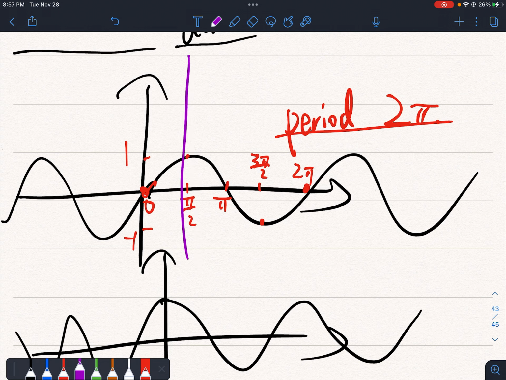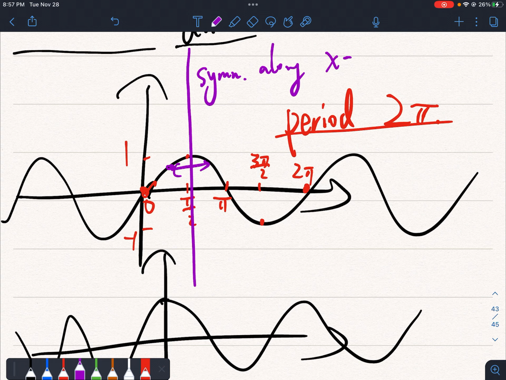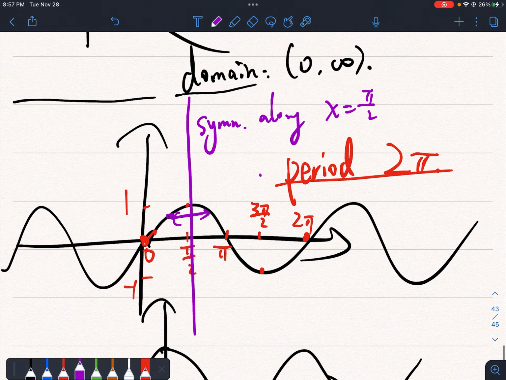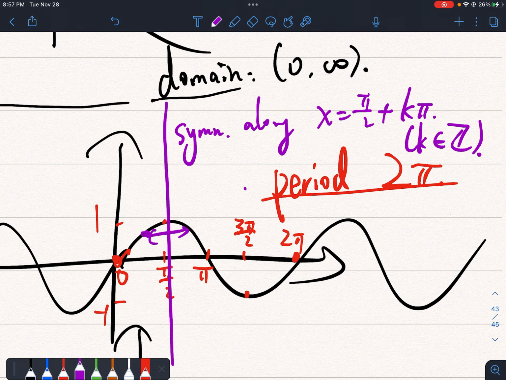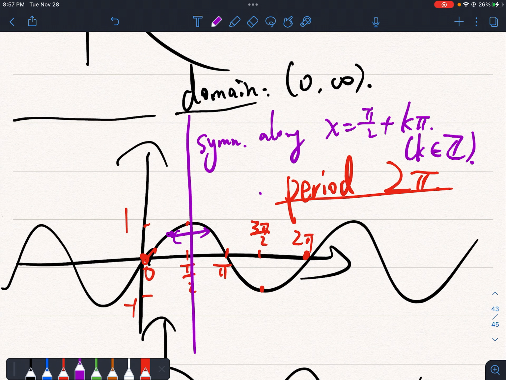And also it is actually symmetric along this line. Because if you reflect the graph along this axis, if you reflect anything from the left to the right, you get exactly the same thing. This means the graph of sine is symmetric along x equals pi over 2, but also it's symmetric along 3 pi over 2 and anything like that. So it's actually symmetric along all the lines x equals pi over 2 plus some integer k multiplied by pi. Okay, so here k is some integer. We denote it by k in Z.